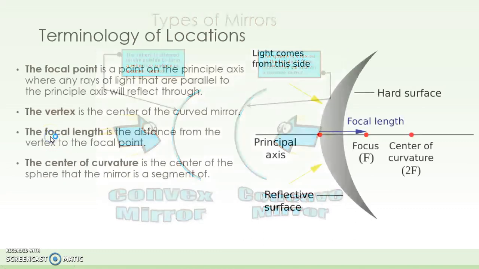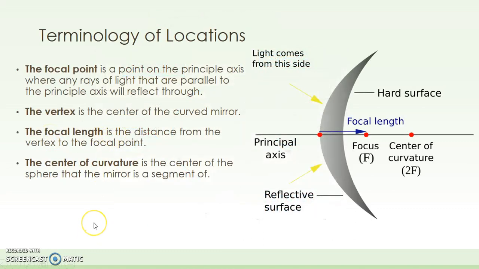Here is some terminology of the locations. Remember that the focal point is a point on the principal axis where any rays of light that are parallel to the principal axis will reflect through. The vertex is the center of the curved mirror. The focal length is the distance from the vertex to the focal point. And the center of curvature is the center of the sphere that the mirror is a segment of.